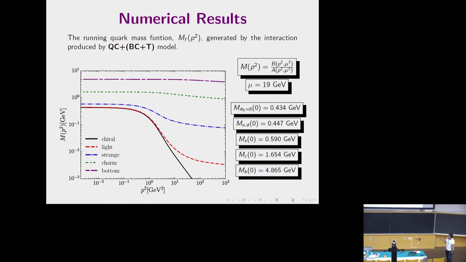Another important thing that we can extract from this plot and this value here is that dynamical chiral symmetry breaking plays a substantial role even for the charm quark, because it is responsible for nearly 40% of its constituent mass.